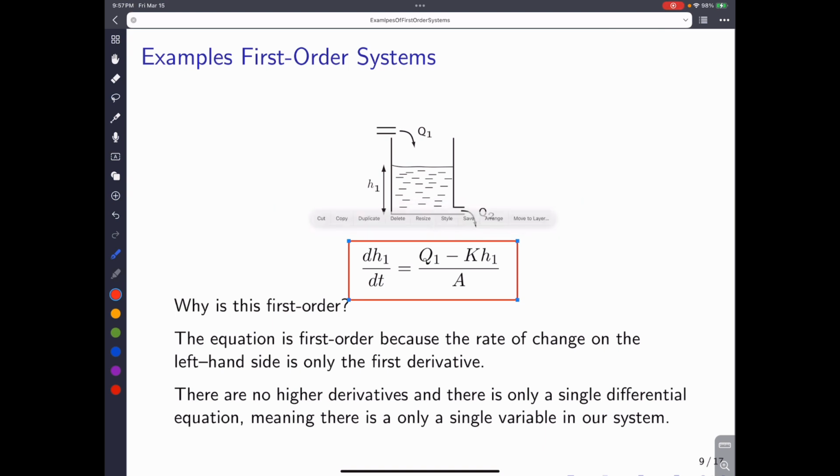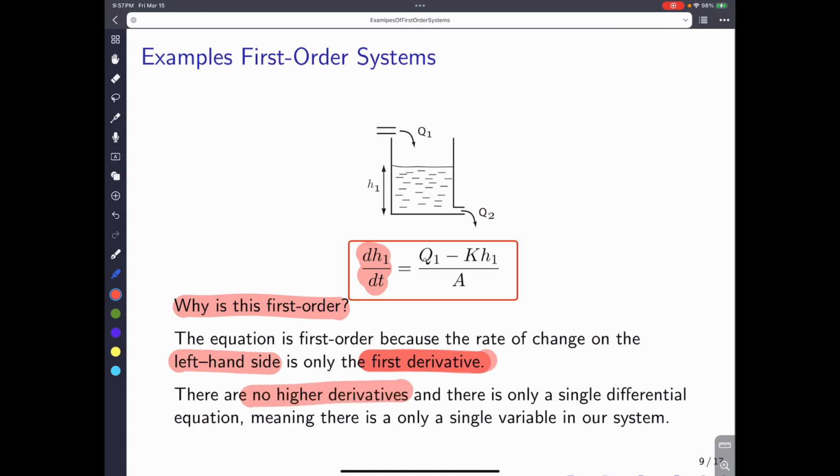The big question is why is that first order? Okay, so it's first order because the left hand side, this piece here, is only the first derivative. Okay, it's only the first derivative. So it's not a second derivative or third derivative, it's a first derivative. So there are no higher derivatives. Okay. The other important point to bear in mind is it's only a single differential equation, meaning there is only a single variable in our system. Alright, so that pretty much, maybe I could summarize that.